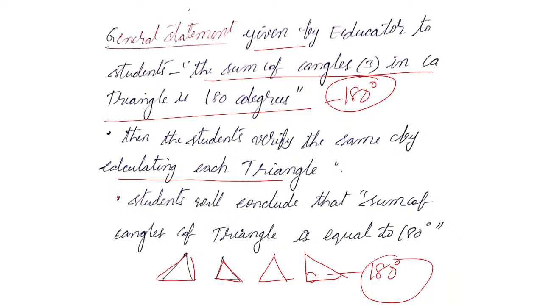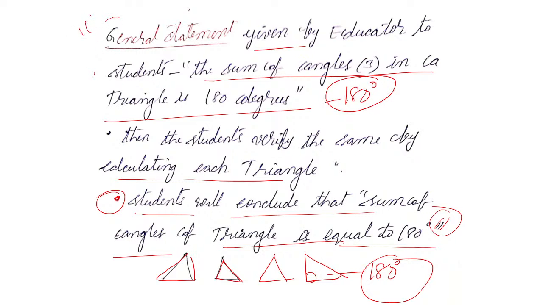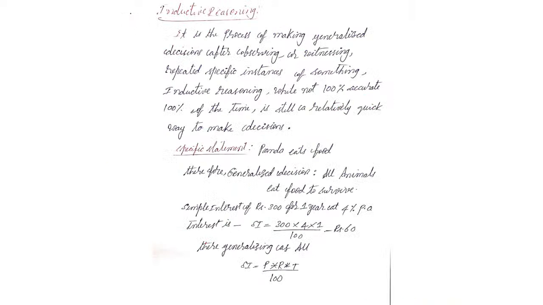Finally, what will the students conclude? Students will conclude that the sum of angles of a triangle is equal to 180 degrees, right? That is called a deductive argument. First we take one general statement as true, then we get the conclusion from the general statement. Okay.